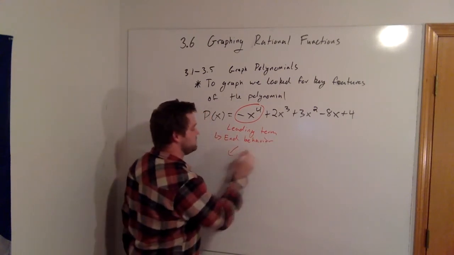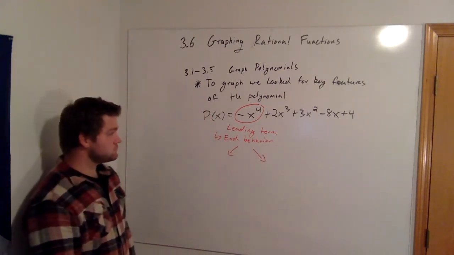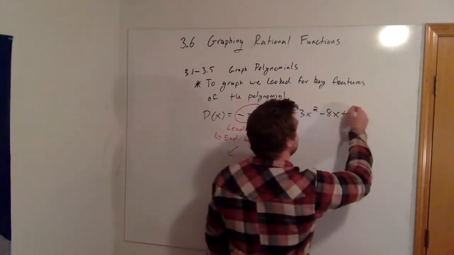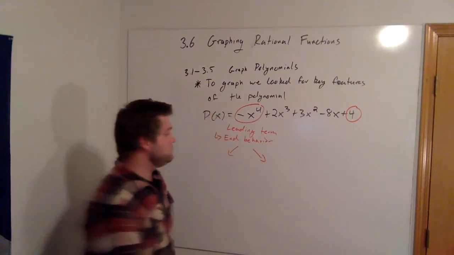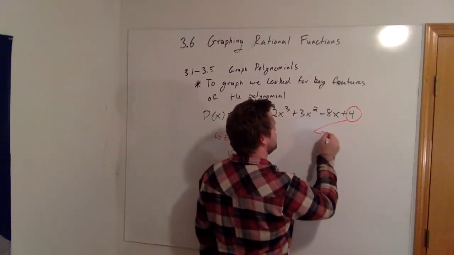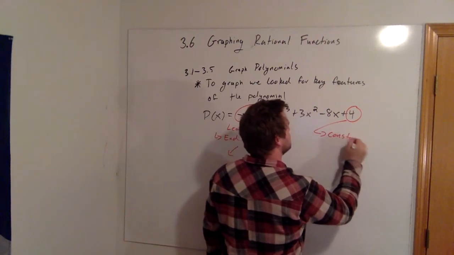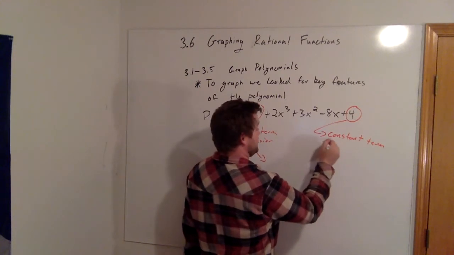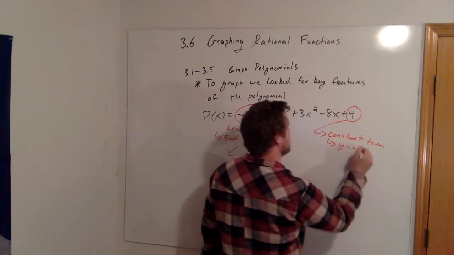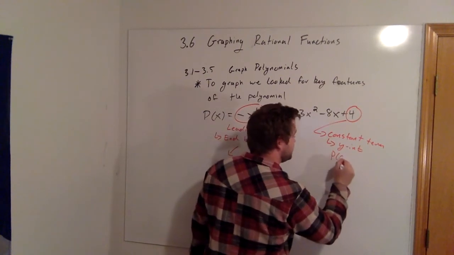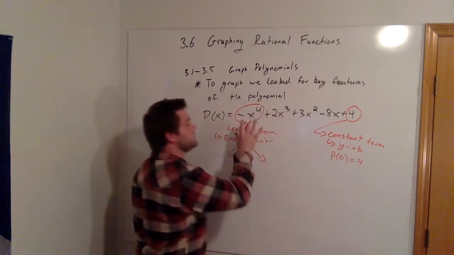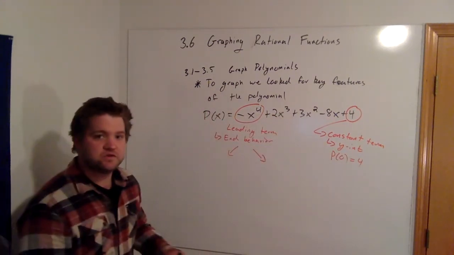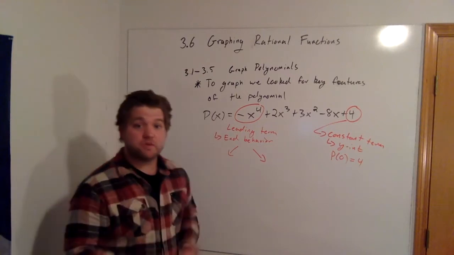We know that the end behavior should look something like this. Another key piece of information we looked for is the y-intercept. We could find the y-intercept by looking at the constant term. This is the constant term, and what the constant term told us was where the y-intercept was. Notice here that p of 0 is equal to 4. When I plug in 0, it'll always just pop out the constant term, so the constant term will always be the y-intercept.